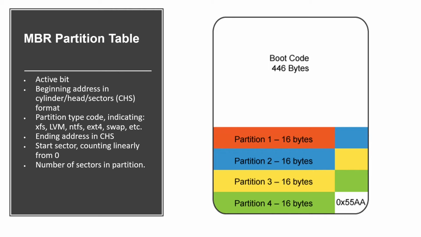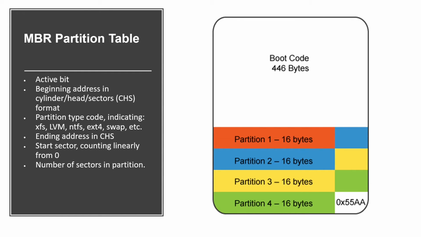Note for the curious, there are 2 more bytes at the end of the MBR known as the magic number, signature word, or end of the sector marker, which always have the value of 0x55AA. So each entry in the partition table is 16 bytes long, and it describes one of the 4 possible primary partitions.